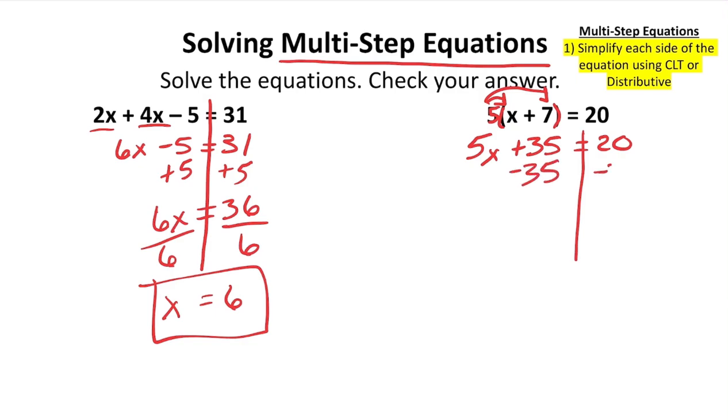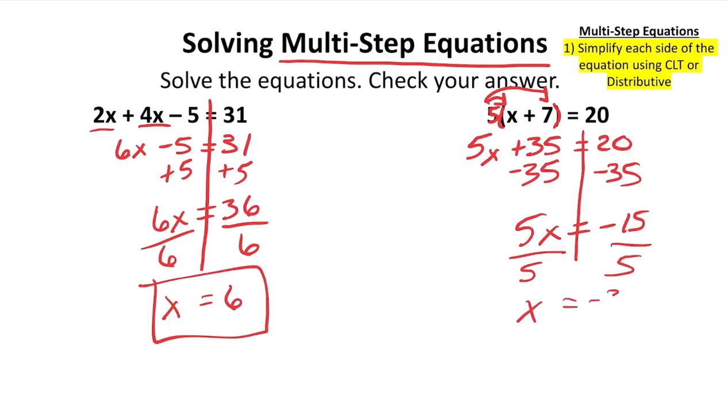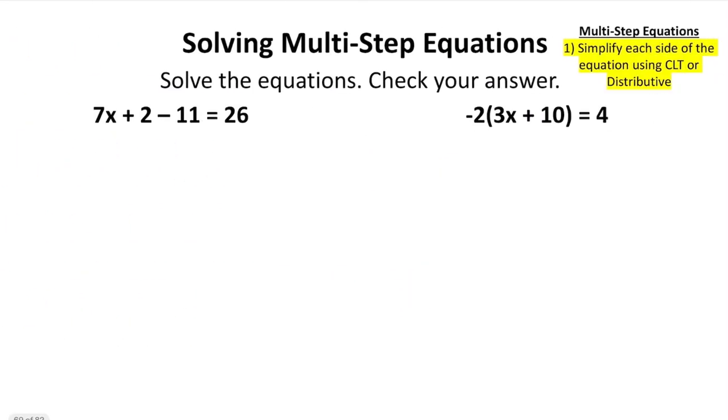A two-step, minus 35, minus 35. 5x equals negative 15. Divide by 5, x equals negative 3. All right, pause the video. These are just like the last one. See if you can work them. And then come back and see if you got it right.